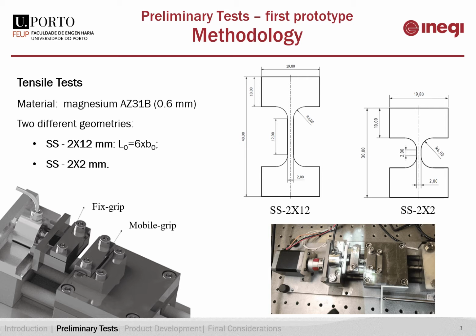For mini-tensile tests, dimensions and geometries are not yet standardized, and they vary according to different authors. So, in this study, two types of geometries were produced by milling. One with a width of 2 millimeters and a uniform length of 12 millimeters, and the second with the same width but with a smaller length, 2 millimeters. The material tested was magnesium sheet with 0.6 millimeters of thickness, and during the test, the force was acquired by a load cell.